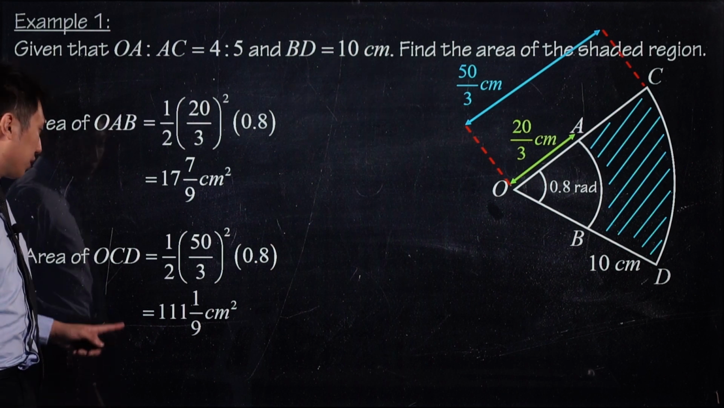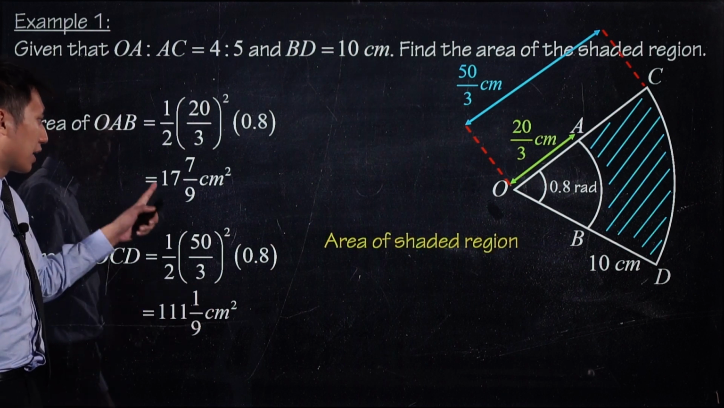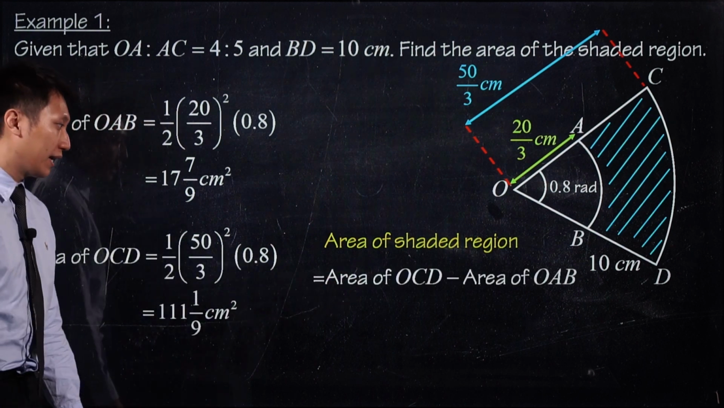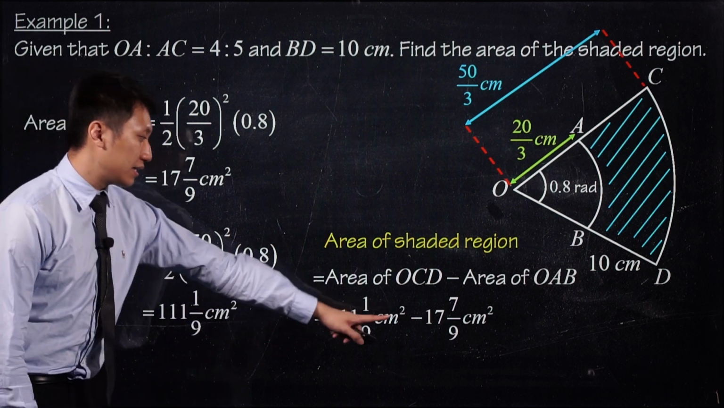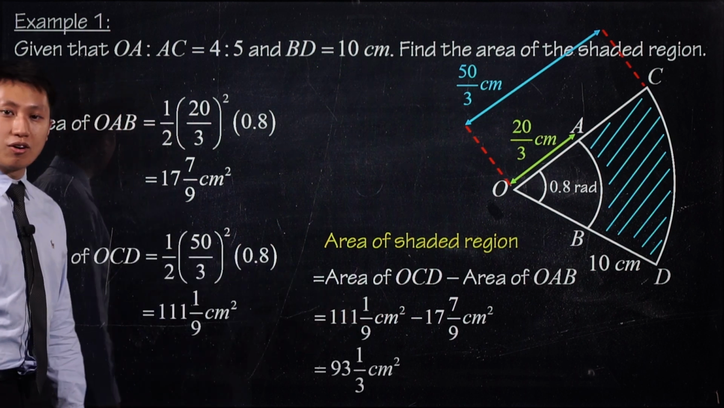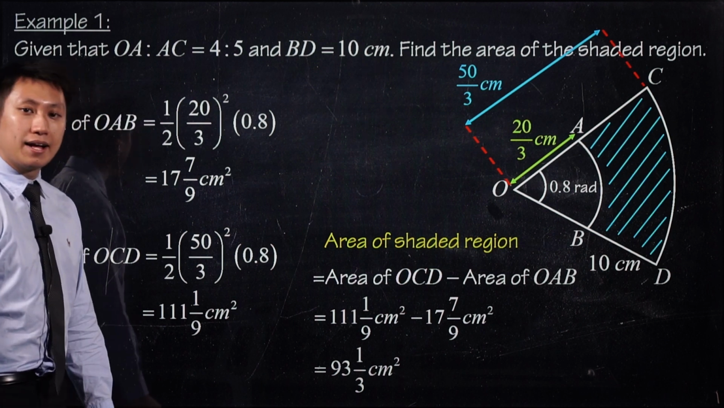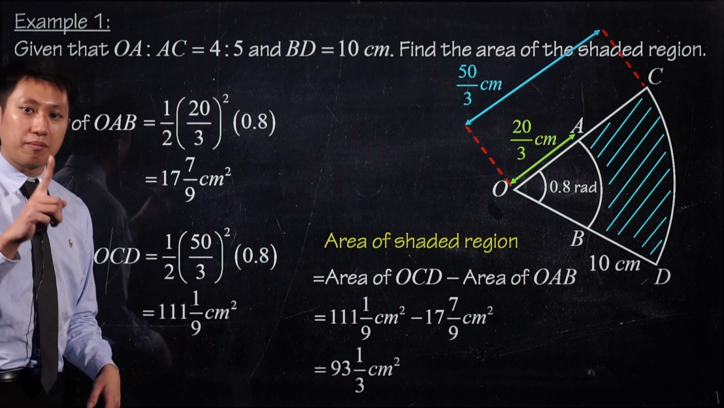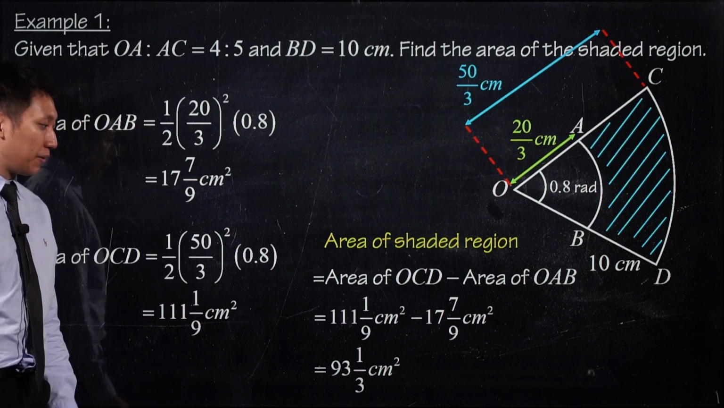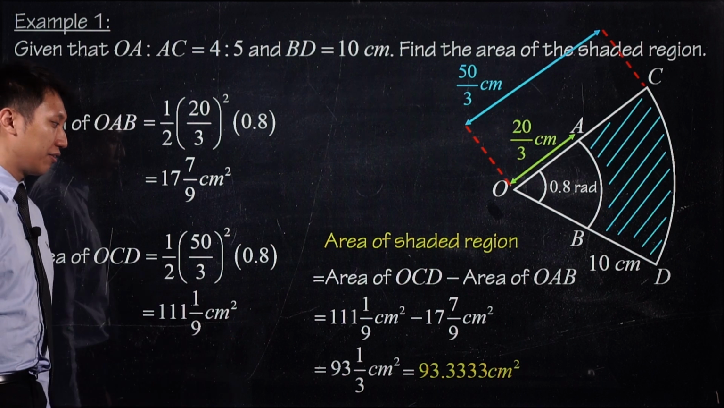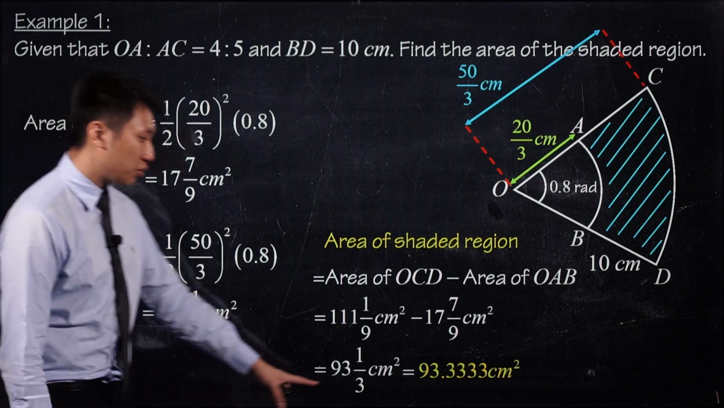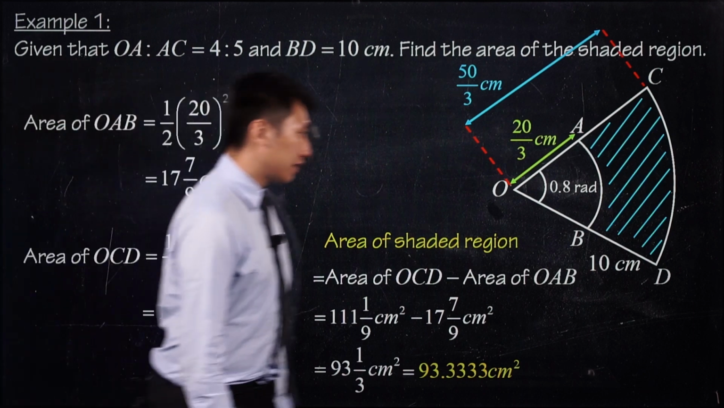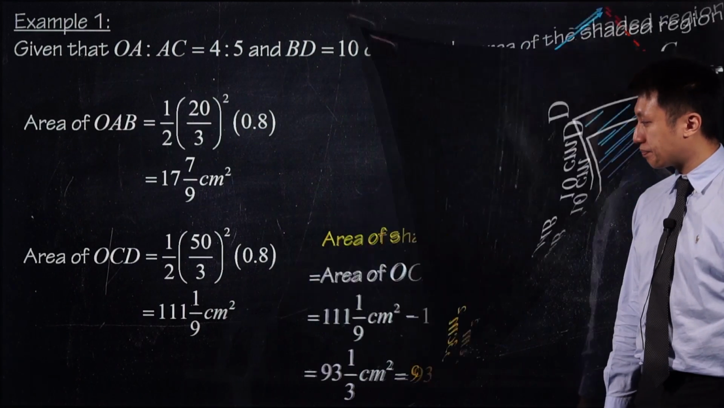So what we do, we take the bigger one minus the smaller one, so area of OCD minus area of OAB. The answer will be this thing minus this thing, 93 1 over 3 cm squared. That's our answer. Not really difficult, it's just to remember one formula, the area formula for a sector. So that's 93.3333. Normally I do the truncation in the last step to avoid error. All right, let's look at the next one.